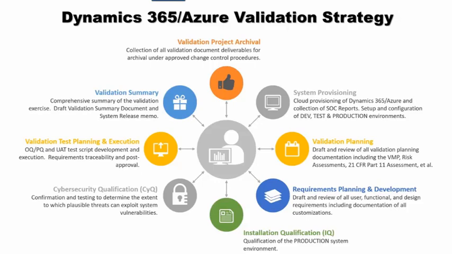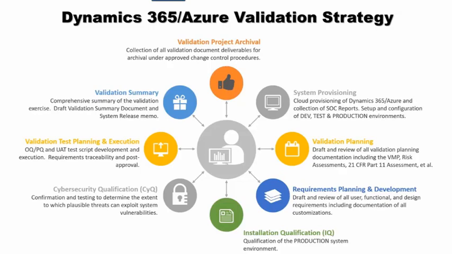You would just simply add any new requirements, conduct your installation qualification, then you would conduct your cybersecurity qualification, which is super important. This is confirmation and testing to determine the extent to which plausible threats can exploit your system and its vulnerabilities. And then you want to do your validation test planning and execution. This is your OQ, PQ, and UAT, your requirements traceability and post-approval, and then do your validation summary documents. There is a clear, coherent strategy for validating Dynamics 365 and Azure.